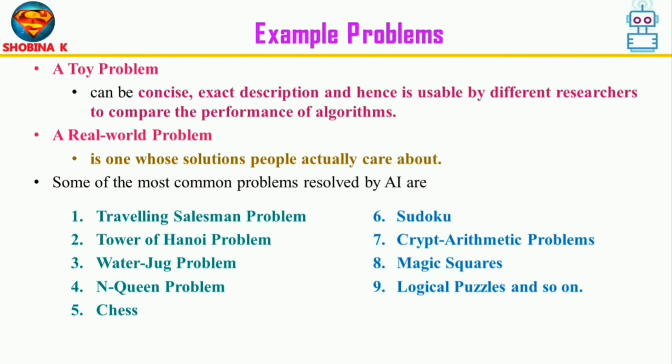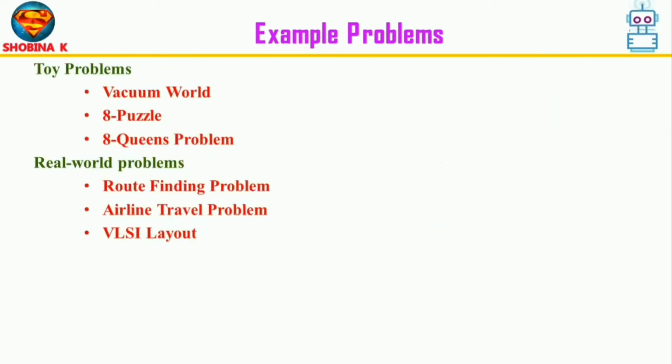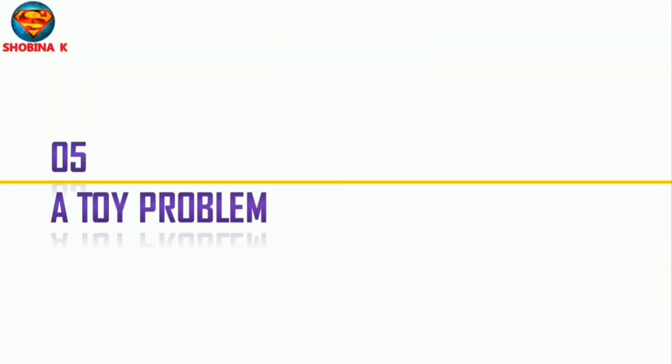And here's a list of problems that can be solved by AI, which includes the traveling salesman problem, Tower of Hanoi problem, water jug problem, N-Queens problem, chess, Sudoku, cryptarithmetic problem, magic squares, logical puzzles, and so on. Now we will talk about both toy problems and real-world problems. We will talk about toy problems like vacuum world, 8 puzzle, and 8 queens problem, and real-world problems like route finding problem, airline travel problem, and VLSI layout.